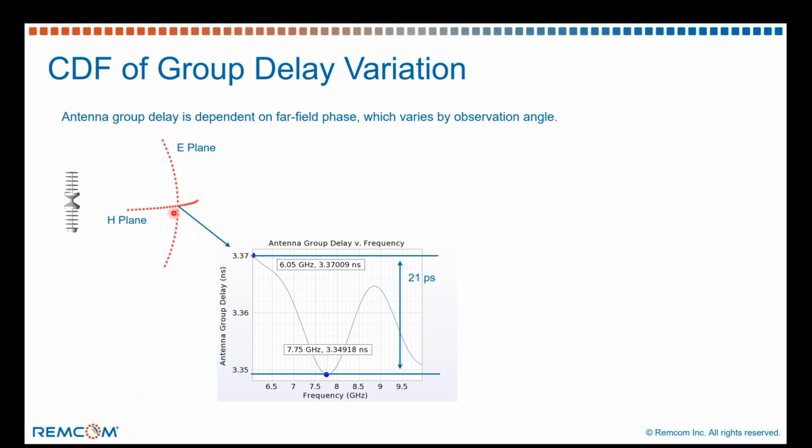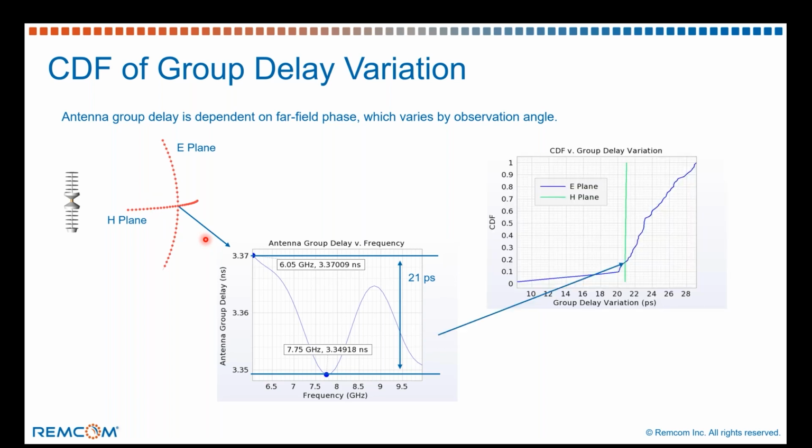We can go through the same process and get a single data point for all of these observation angles in the H plane as well as the E plane. We could plot those directly if we wanted, or instead we created a CDF of this, a cumulative distribution function, just showing more of a statistical perspective of how the group delay varies over the 2 planes. And so here where they intersect, that's the single point that is on both the E plane and the H plane, around 21 picoseconds.